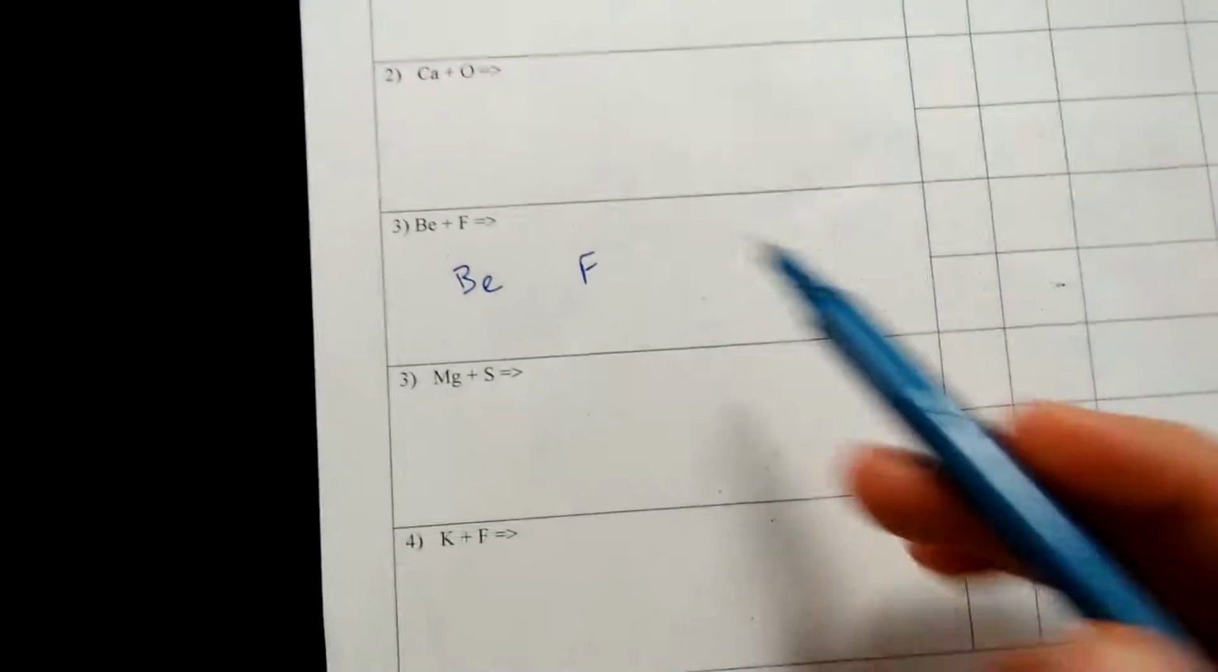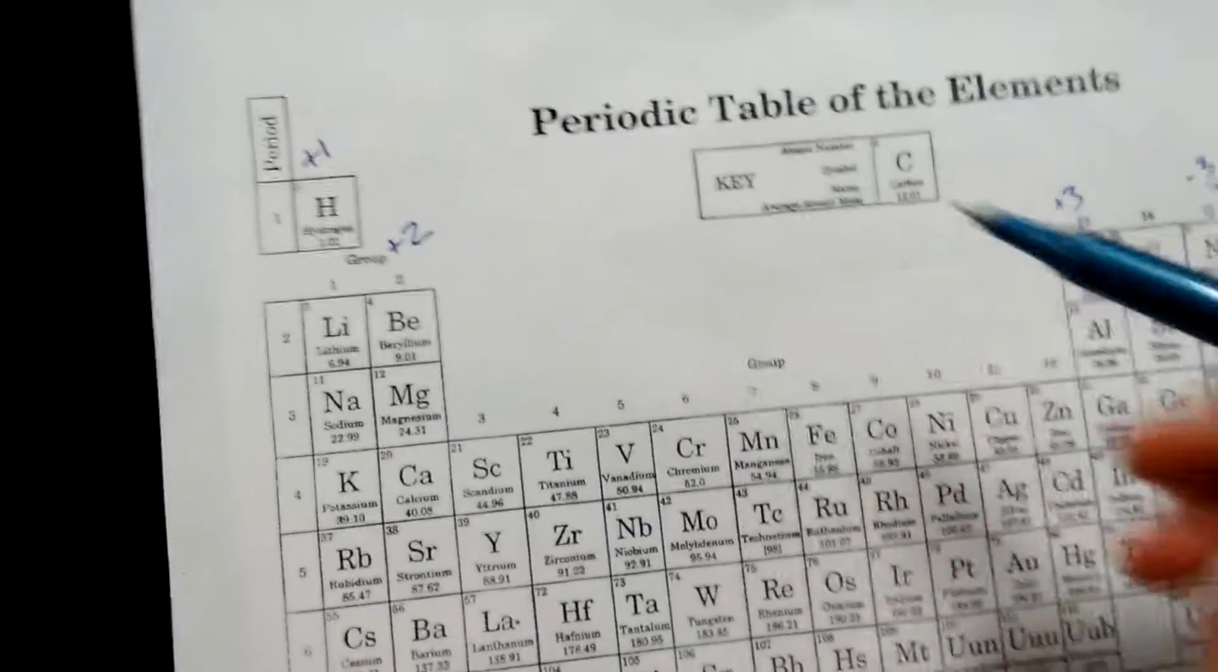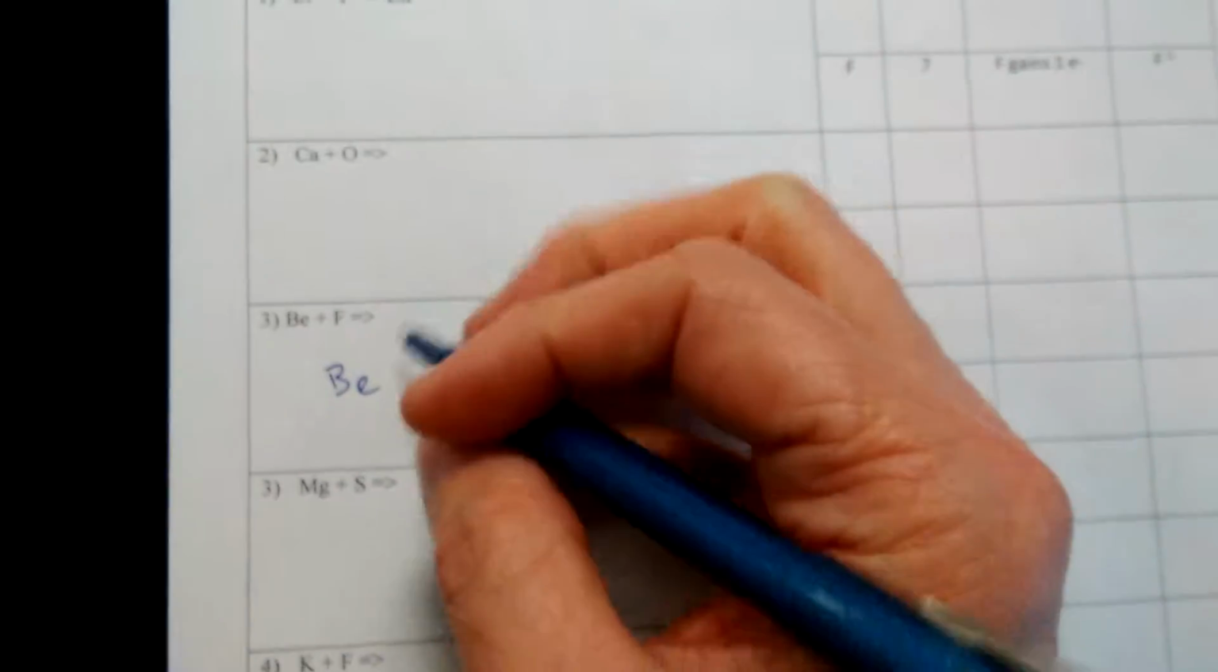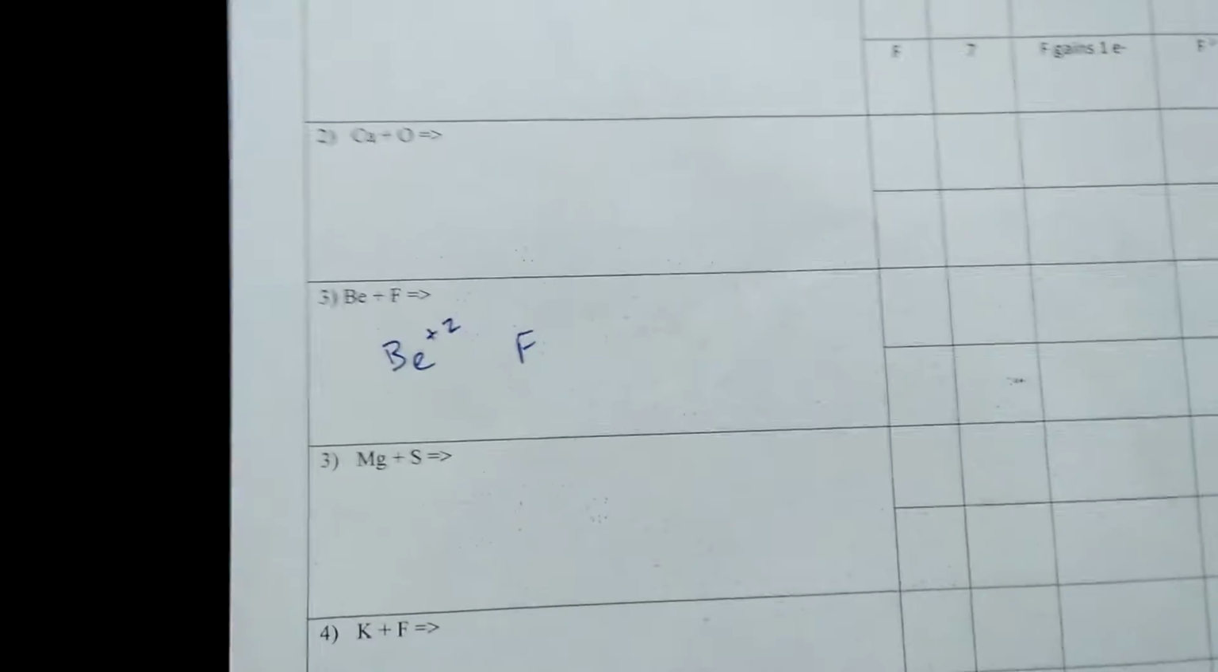So we have beryllium, Be. We find beryllium on our periodic table. We go all the way to the top of its group. It has a +2 oxidation number or a +2 charge.